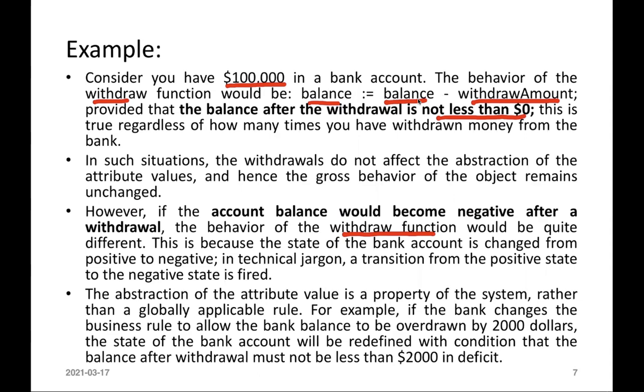For example, if we look at the bank account problem, we can see that the bank changes the business rule to allow the bank balance to be overdrawn by $2,000, as an example. Then the state of the bank account will be redefined at this point, with a condition that the balance after the withdrawal must not be less than -$2,000.